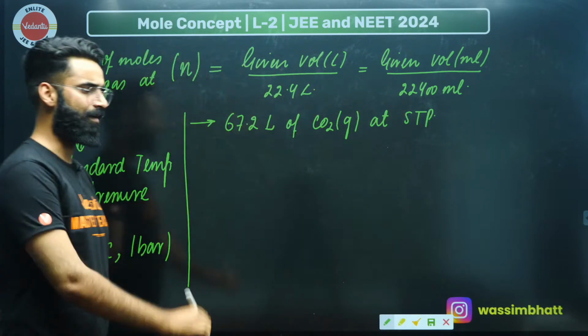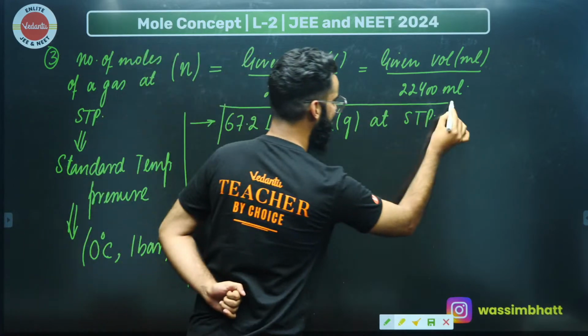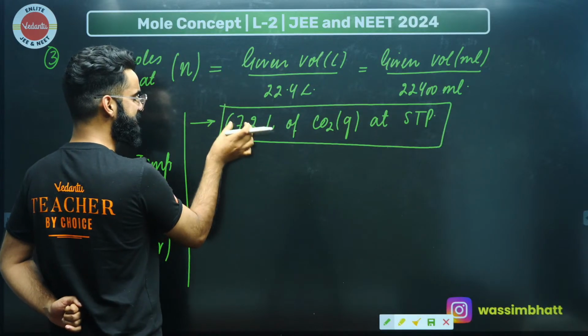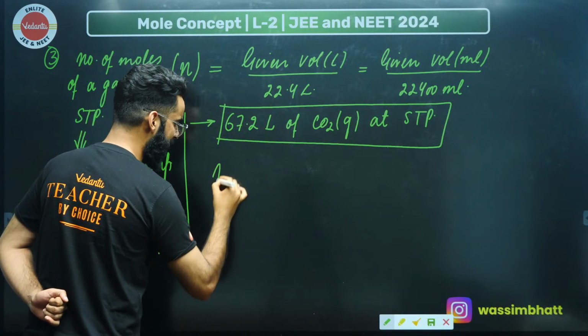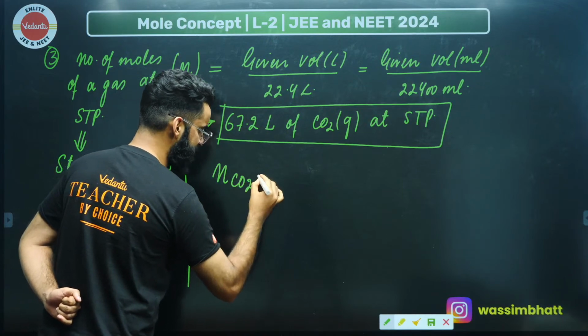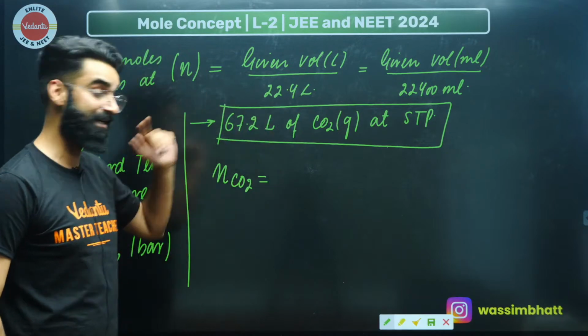67.2 liters of carbon dioxide gas at STP. For example, you have a container and in that container, you are keeping some 67.2 liters of carbon dioxide gas at STP. And for example, you need to calculate the number of moles of carbon dioxide gas. You need to calculate how many moles of carbon dioxide are there in the container.